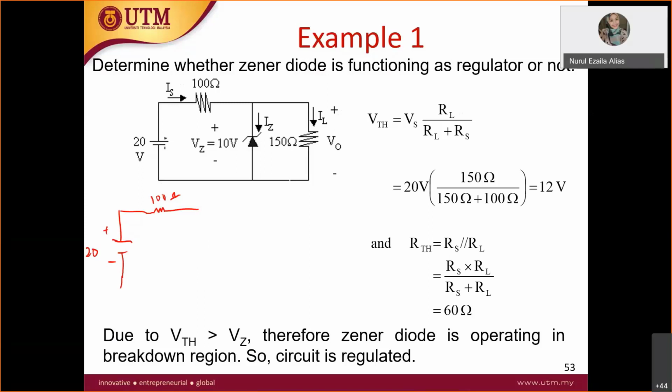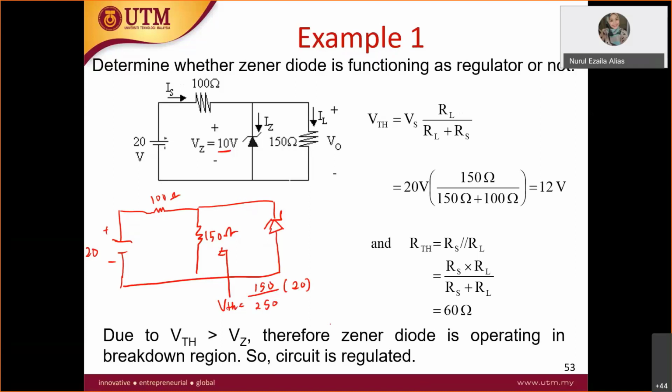So this is 150, and then you have your VZ. So I just draw it like this. For example, in this case, given the VZ 10 volt, you have to solve the Thevenin part here. So V Thevenin here equals 150 over 250 times 20. You get the VTH value here about 12 volt. RTH is this one, in parallel.